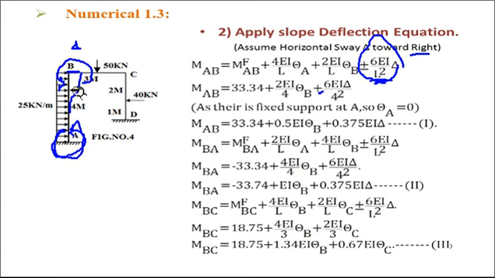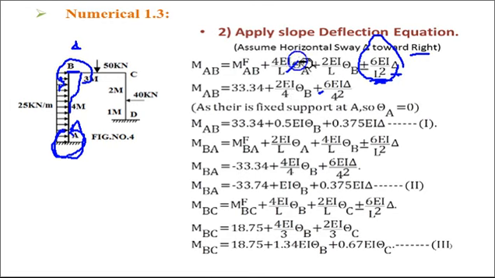So let's find out the moment at A first. Now its magnitude for both ends is the same, 6EI by L square into delta. This is the magnitude for both ends and the sign is also positive. Okay. So MAB is equal to 33.34 plus 2EI by 4 into theta B.